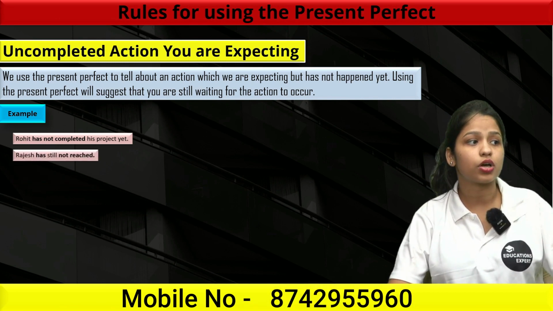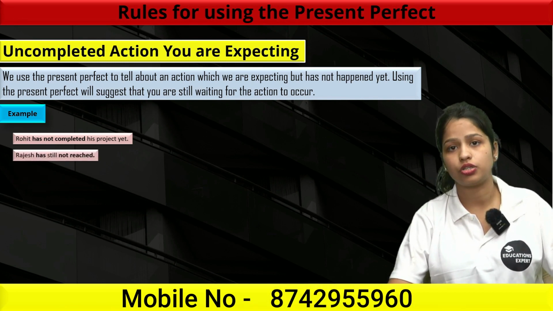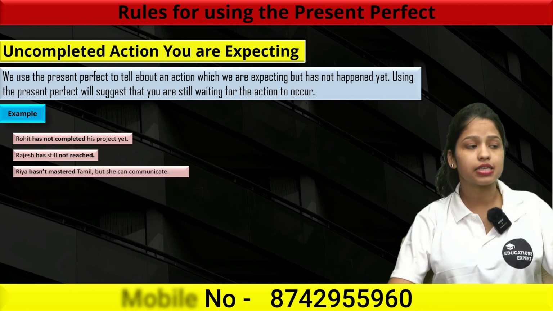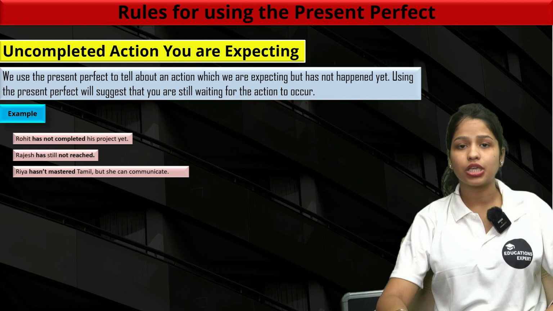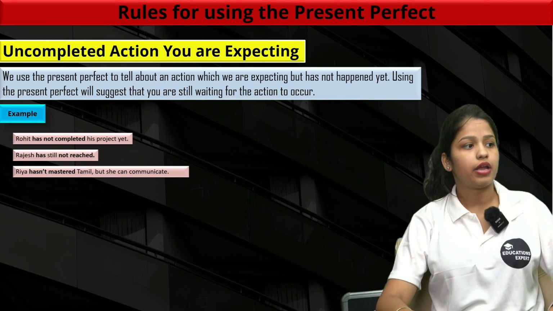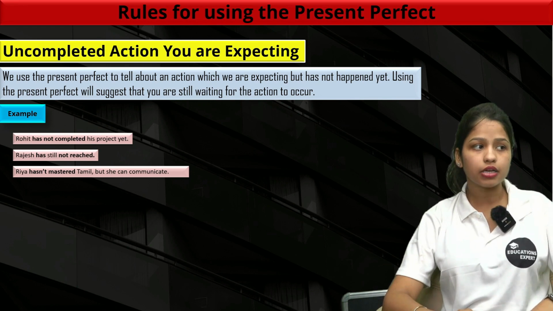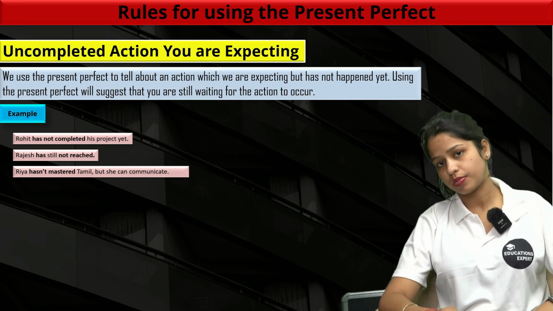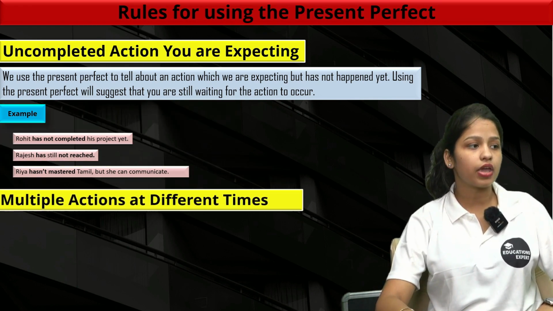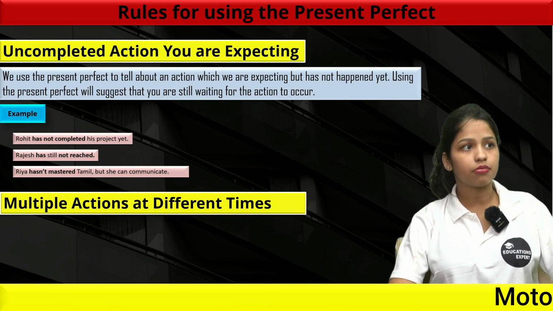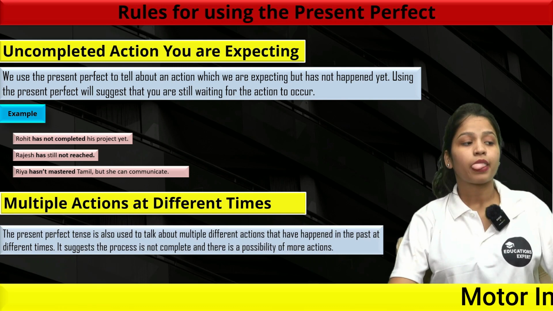Next up we have is Rajesh has still not reached. Rajesh has still not reached. Riya hasn't mastered Tamil, but she can communicate, right? The action has not completed yet that you are expecting, but you can use this in present perfect tense. Next up we have is multiple actions at different times, right? At that time you can use present perfect tense.